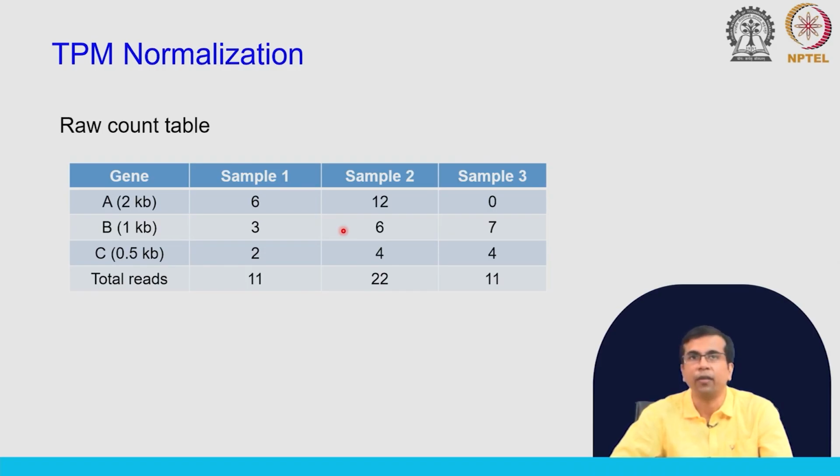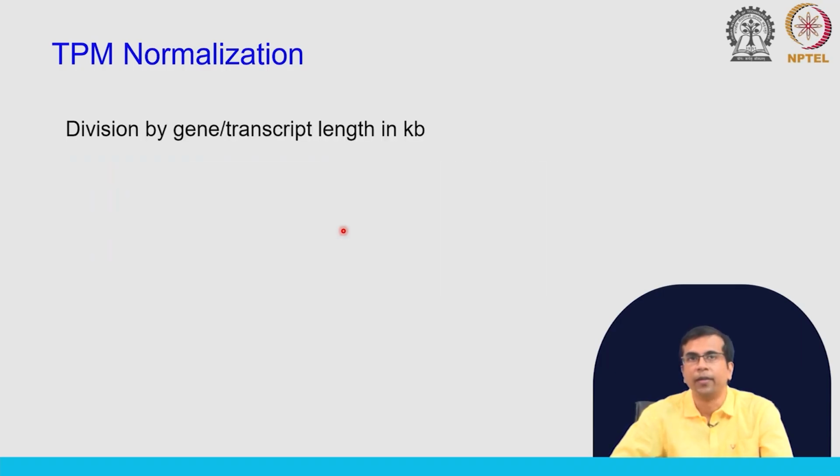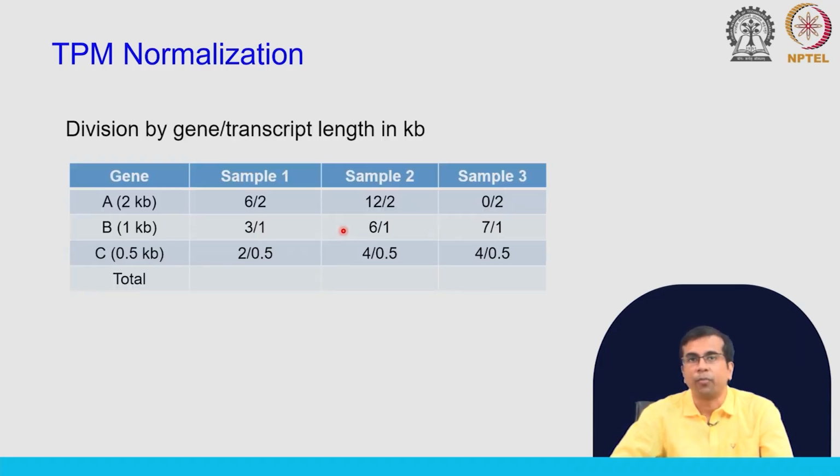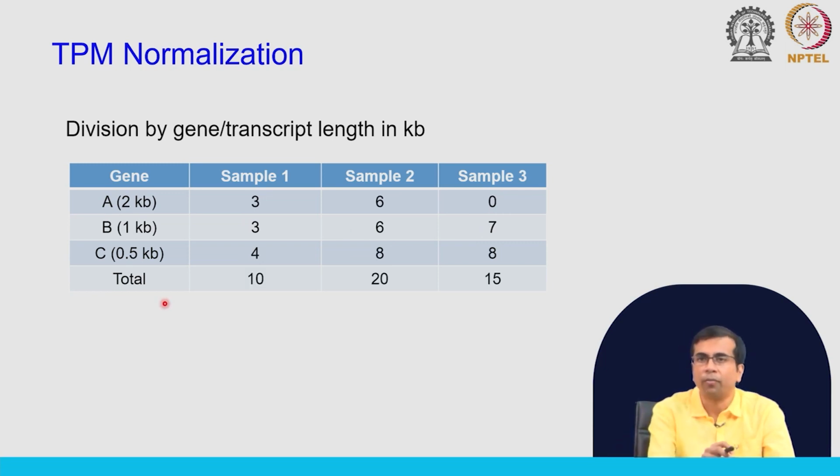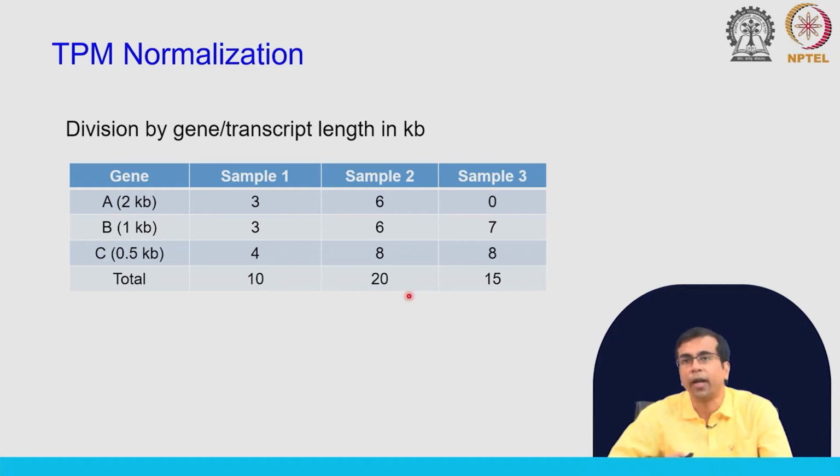Remember, the first step is division by the gene length. We will divide by the gene lengths 2 kb, 1 kb, 0.5 kb, and we will get some numbers. I have not written the total; we will get the total once we have done the division. After the division this is what we get. This is not the total number of reads, it is actually some sort of transformed total. So, you have 10, 20 and 15.